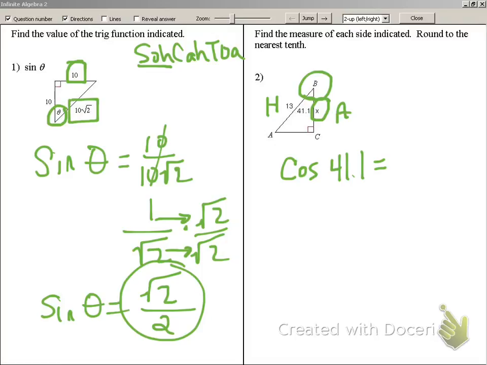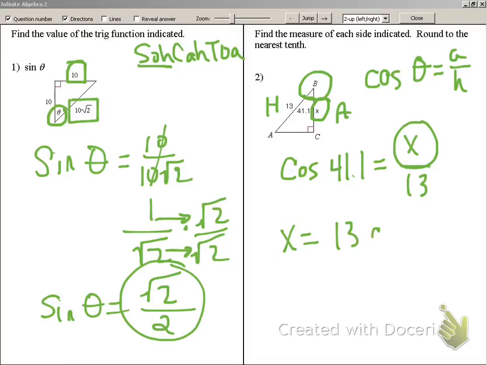If it helps you out, write it out first. Cosine of your angle theta equals adjacent over hypotenuse. So that would be x over 13. And if x is on top, we multiply. So x equals 13 times cosine 41.1. And I would put that in my calculator. And rounding to the nearest tenth, x is approximately 9.8.